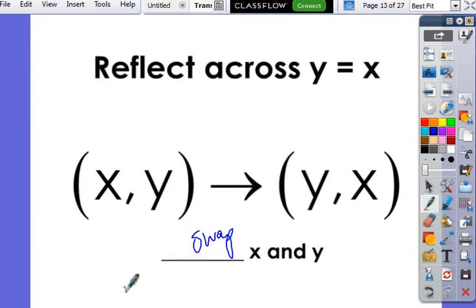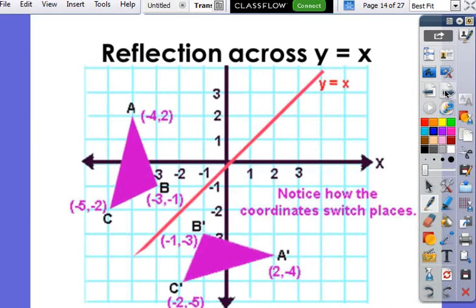All right, so first of all, we need to understand that this is y equals x. Are there any questions about that? Y equals x goes through the origin and up to the right. Notice what happens. What is this (-4, 2) going to become? (2, -4). This (-3, -1) becomes (-1, -3), and then (-5, -2) becomes (-2, -5).